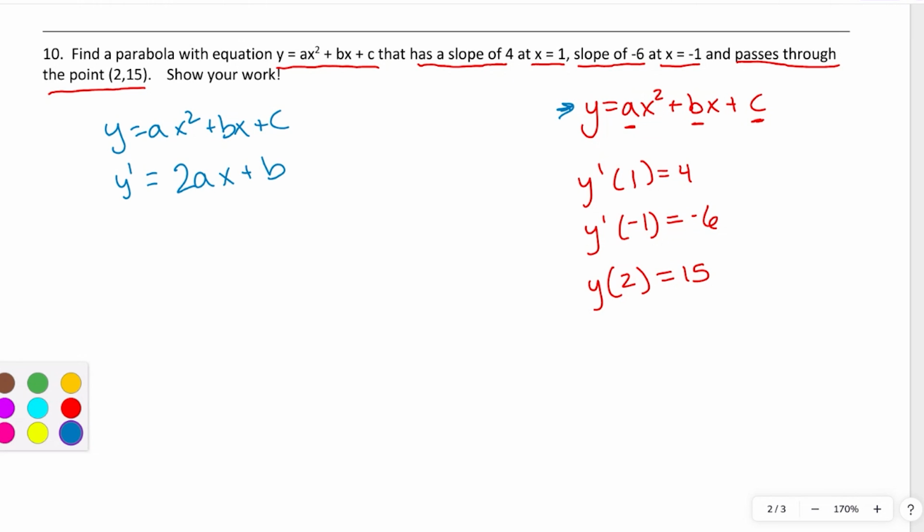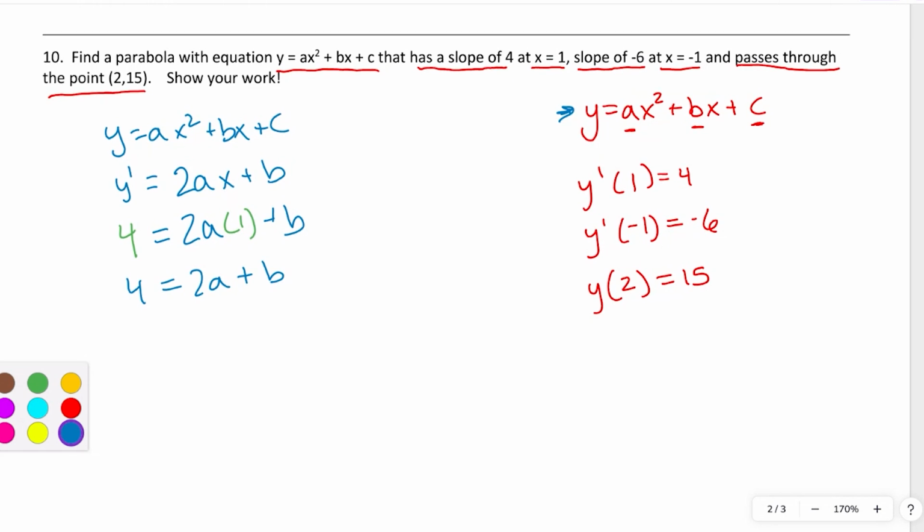So if we know that the value of the slope is 4 when x is 1, so in other words, our y prime is 4 when x is 1, we get a nice little relationship here between a and b. That's not going to actually give us a or b, but it's going to help us figure out what a and b are.